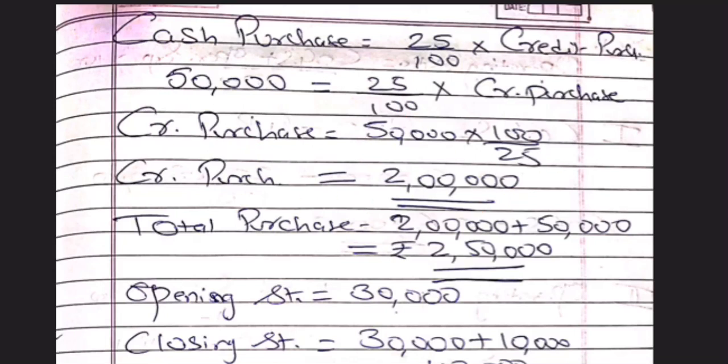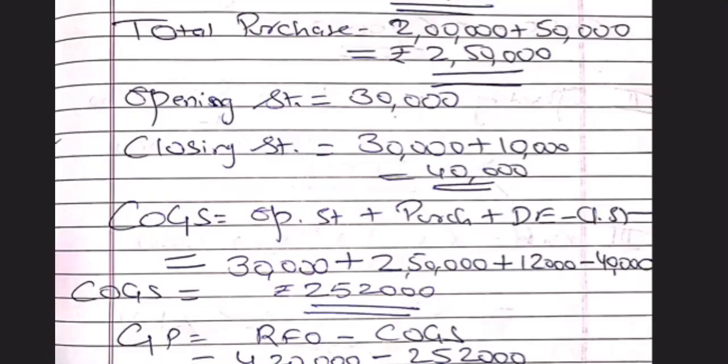Again, it is easy to calculate. In the same way we calculated revenue from operations, we have calculated credit purchase. Now total purchase is equal to what? Cash purchase plus credit purchase. Cash purchase is given as 50,000. Credit purchases we calculated as 2 lakh. So total purchase is 2,50,000.